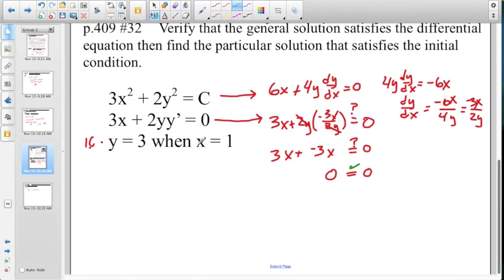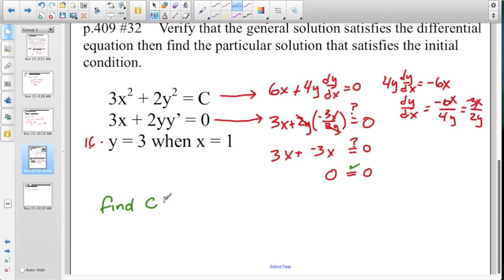Excuse me, I said that wrong. So if we want to find the particular solution for this, we can then use these values as initial conditions. So, for instance, what is our constant of integration? So we're going to have to find C. That's what really we're talking about when we're talking about finding the particular solution.